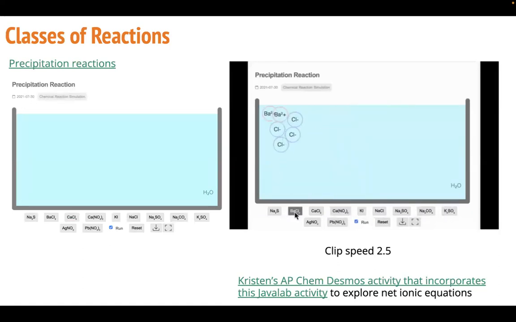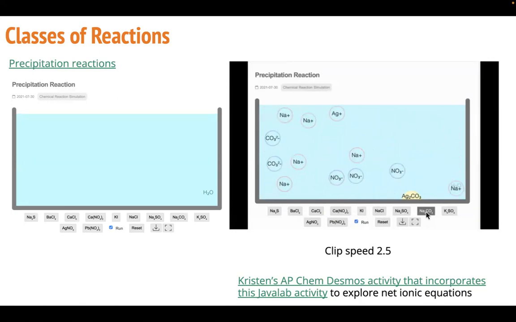I liked it so much that I wrote a Desmos activity for my AP classes that I use early in the year with my students. And we explore this to help review writing the reactions, but also reinforcing the idea of those spectator ions, because it was a nice visual way to get the students working on that skill, because that's hard.